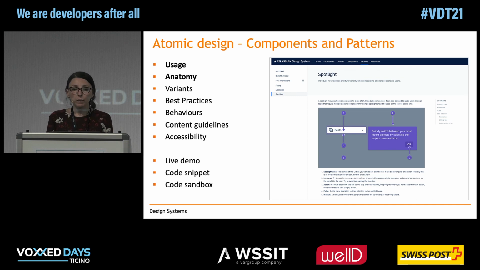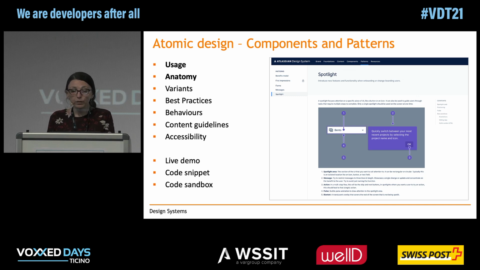Fact is, components and patterns do share pretty much the same structure when it comes to documenting them, because they basically define how the functional behavior should be applied. Just like the pattern of the Gang of Four, we need information about when to use them, how to use them, best practices. So the usual structure to document them includes usage, anatomy, variants, best practices, behavior, content guidelines, and accessibility.